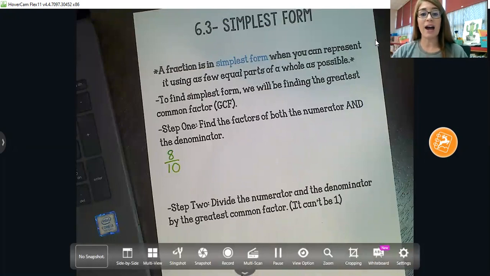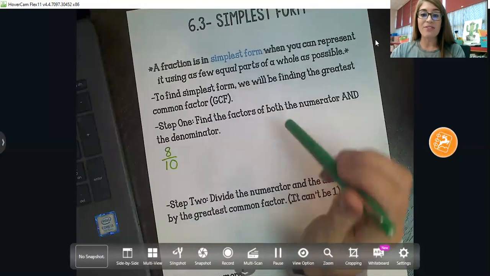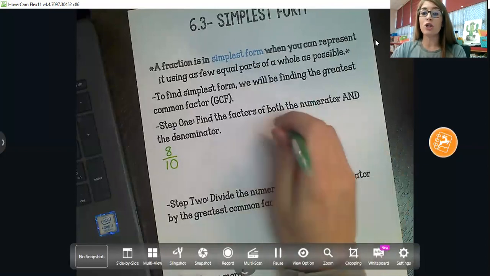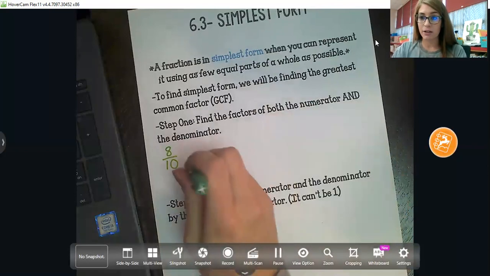Okay, so in order to find the simplest form, we're going to have to be finding the greatest common factor. Yes, we are bringing chapter 5 back into chapter 6. Everything we learn eventually comes all back into play with each other, okay? So there's a couple steps. Step 1, though, we're going to find the factors of both the numerator and the denominator, okay?